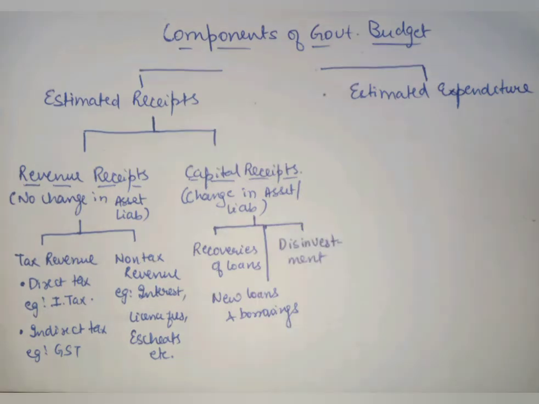The third category of capital receipt is disinvestment. The government owns a number of public sector enterprises which are actually assets for the government. The government may sell in part or whole a unit to the private sector. This process of selling the government entity to the private sector is known as disinvestment. Therefore, it leads to reduction in the assets of the government.